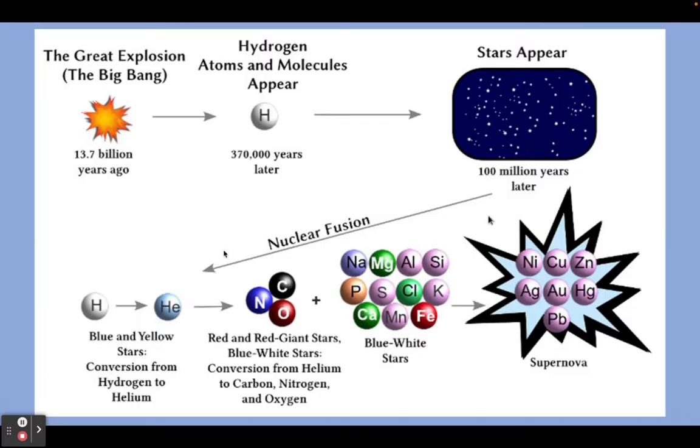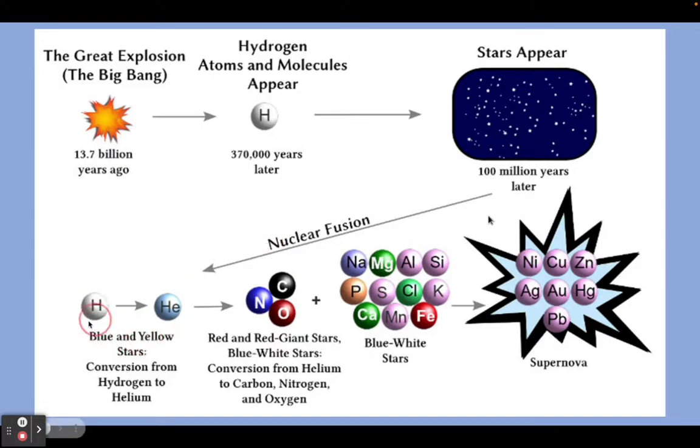And again, here's another picture of what's going on. So again, you have Big Bang, and then this was 13.7 billion years ago. And then 370,000 years after that, we get hydrogen and other molecules. And then stars are going to appear. This is going to be 100 million years later. So stars appear. And then you start to get nuclear fusion. Atoms are going to be coming together.